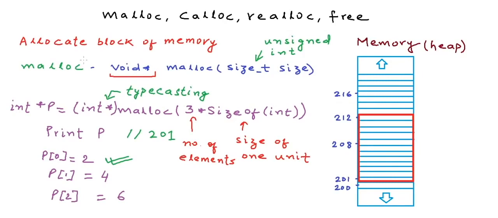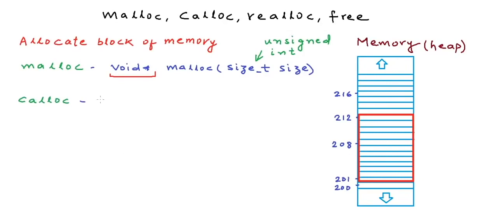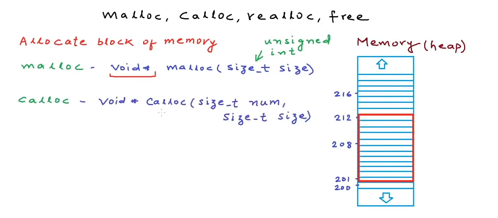We have 2 more functions that allocate a block of memory. Let us now talk about calloc. The signature or definition of calloc is something like this. Calloc also does the same stuff as malloc. It is only slightly different. Calloc also returns a void pointer, but calloc takes 2 arguments instead of 1.